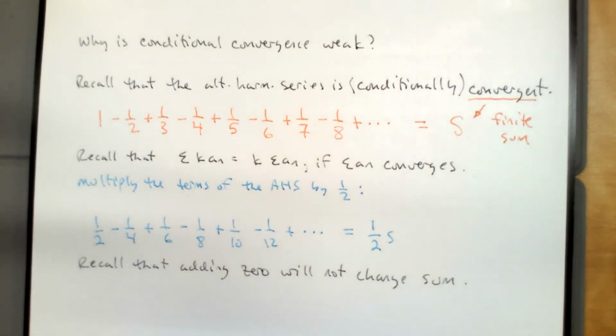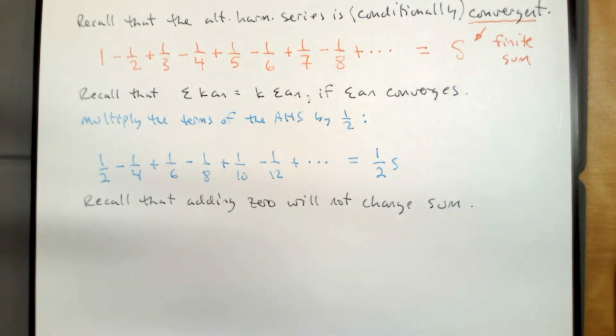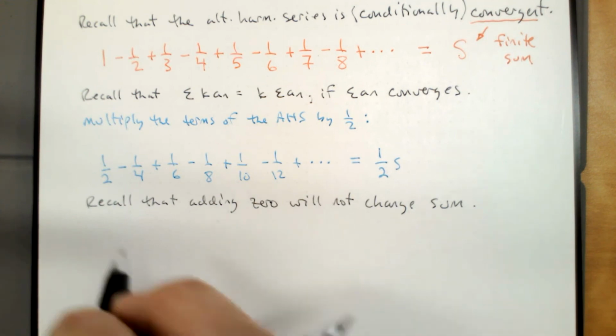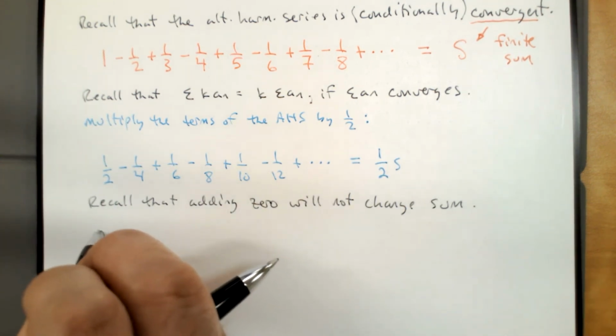Also, zero is the additive identity. I can add zero as much as I want and not change the sum. Now, I'm not adding things that are close to zero. I'm adding identically zero, just zero. Because I'm going to write my half alternating harmonic series, I'm going to put a zero in.